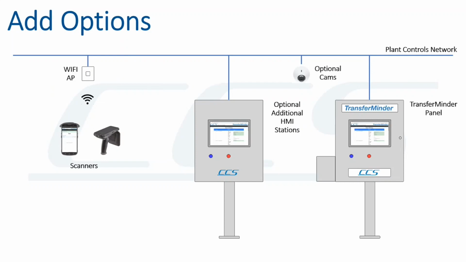There are other options available too. We can supply additional HMI stations. So we have an additional HMI station here, which can access the TransferMinder web app and also control other equipment in your factory. These options would be worth discussing. We can review what you have in your factory now and how to add options to reach your goals.